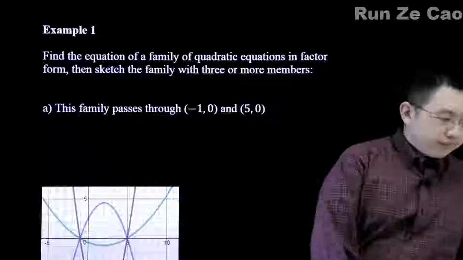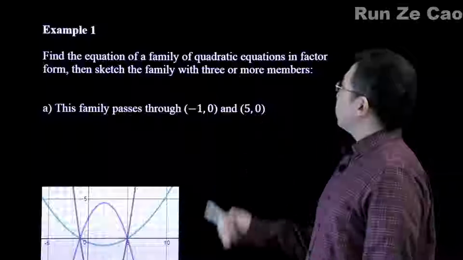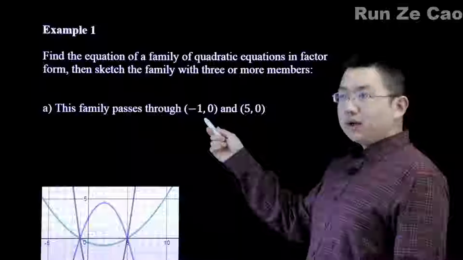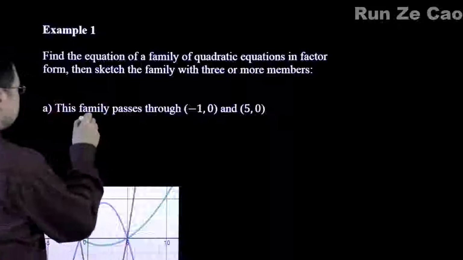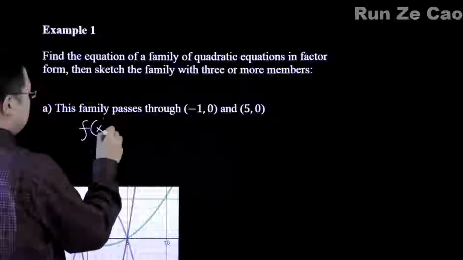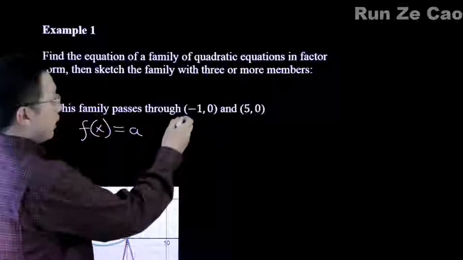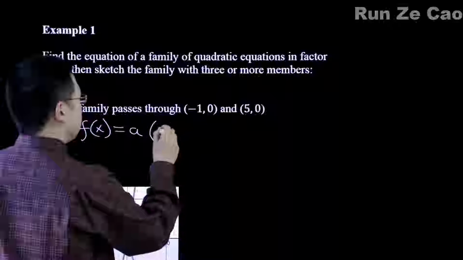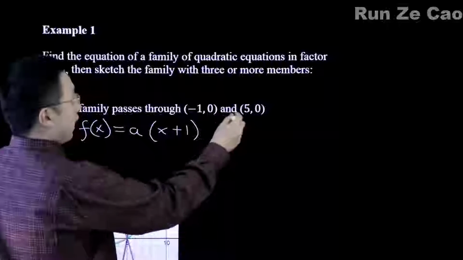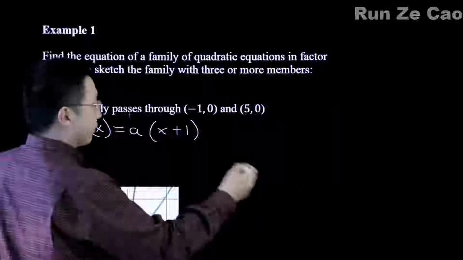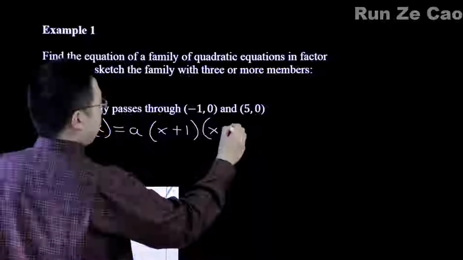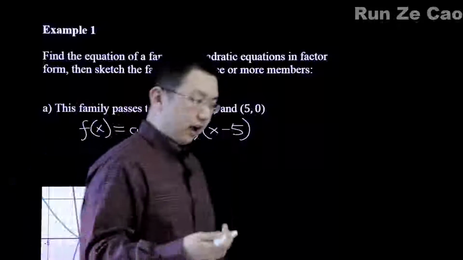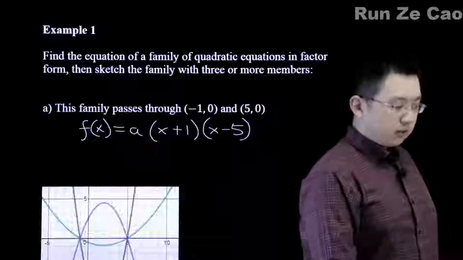Now example 1. Suppose we need to find a family of quadratic equations given the zeros. Well, when does this equal 0? Well, when x plus 1 equals 0. And, well, say we remove 5 from this. So x minus 5 equals 0, and lo and behold, this f(x) would be 0. f of 5 is 0, f of negative 1 is 0.